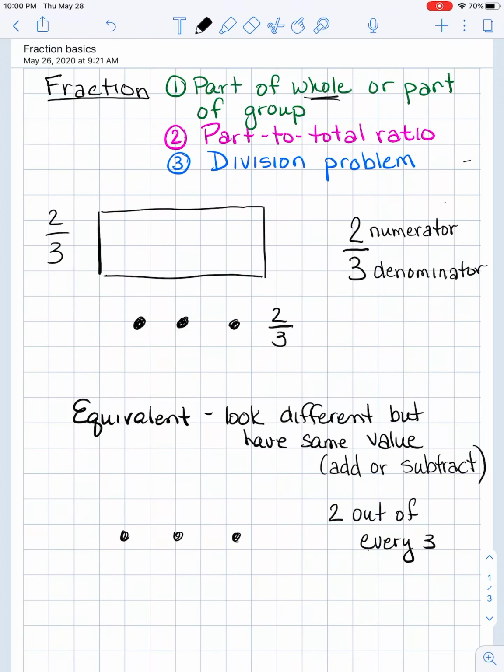Who wants to talk about fractions? I know, nobody does. But fractions are very important. As a matter of fact, I hear a lot of kids in class saying to their teacher, when are we going to ever use this math? Well, the answer when it comes to fractions is pretty much every day of your life. You're going to use fractions in some form or another.